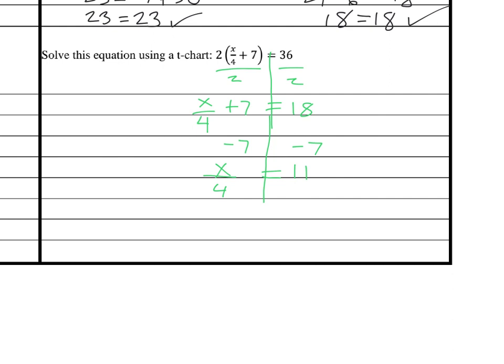And to get rid of divide by 4, I'm going to multiply by 4 on both sides. 4 divided by 4 is 1, so I'm left with x equals 11 times 4 is 44. Which, if we check our answer, if we plug it back in with substitution and we simplify, we will get 36 equals 36, so I know 44 is correct.